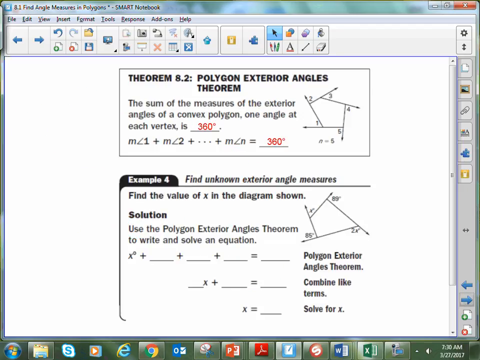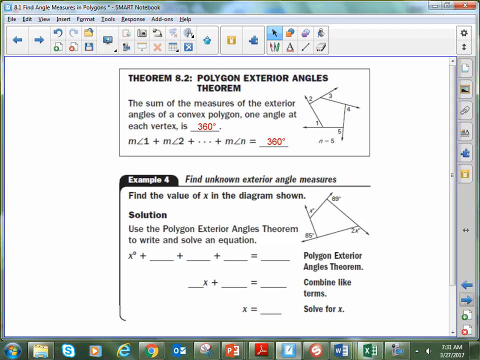Now, this is the second part of the investigation that you would have seen, where we're looking at the sum of the exterior angles of a polygon. What you would have seen in the investigation that preceded these notes is that the sum of the exterior angles of any polygon has to be 360 degrees. It doesn't matter how many sides it has. The sum of the exterior angles is always going to be 360 degrees.